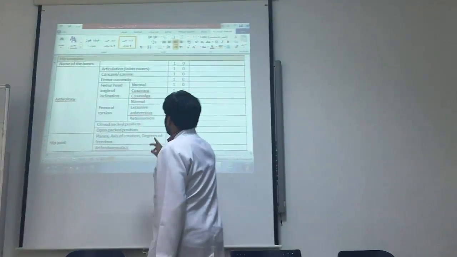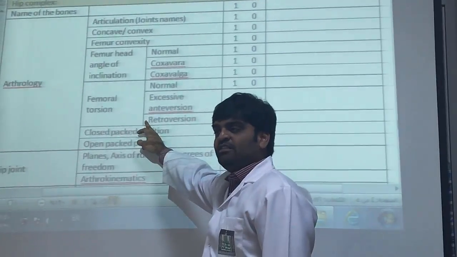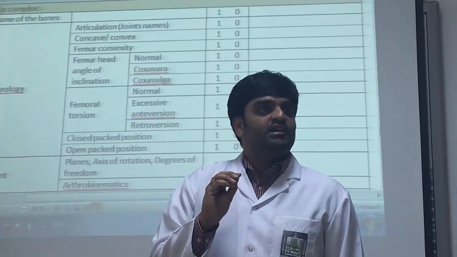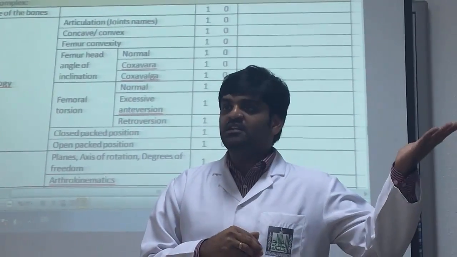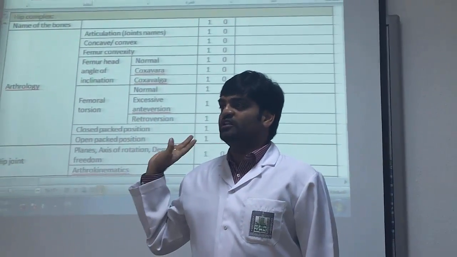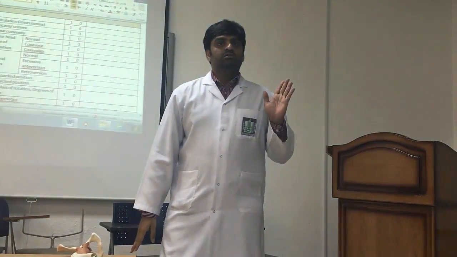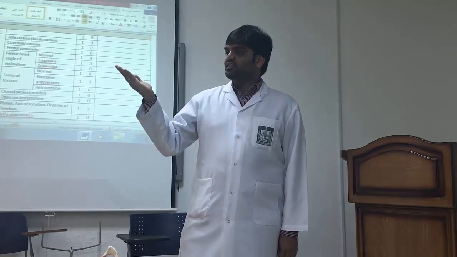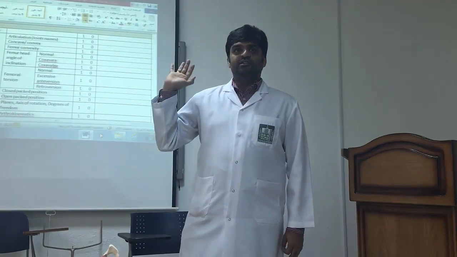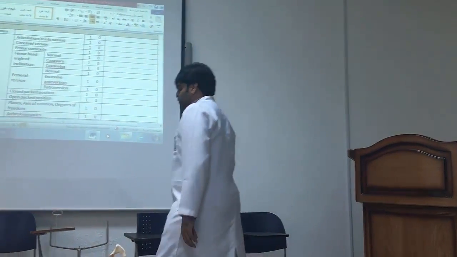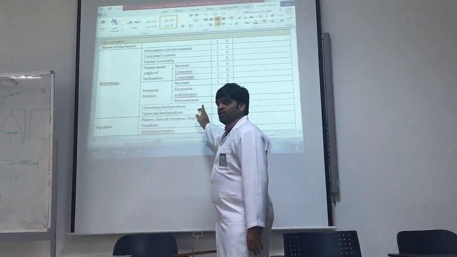And again, femoral torsion, in infants, the angle is 40 degrees. As the child grows, the angle will come to 15 degrees. So please remember, in infants, the angulation is more. As the child's age increases, the angle will decrease. Clear? Now, closed pack position, open pack position.